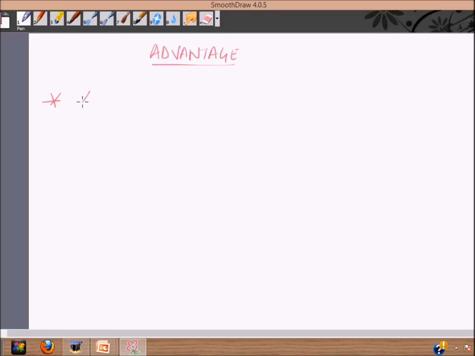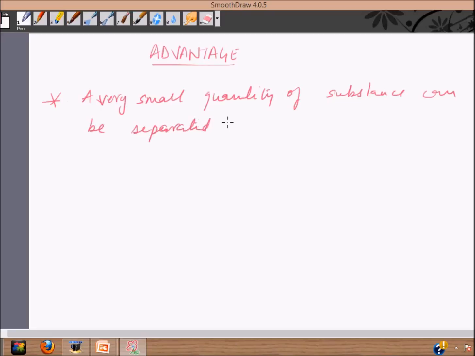So what we write: a very small quantity of substance can also be separated by this method. As we can say, the quantity can be into micrograms, like 10 to the power minus 6 grams.